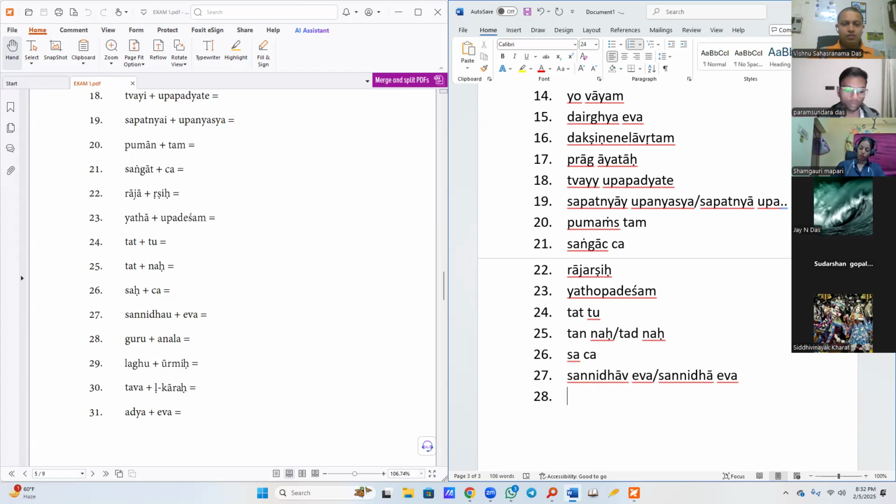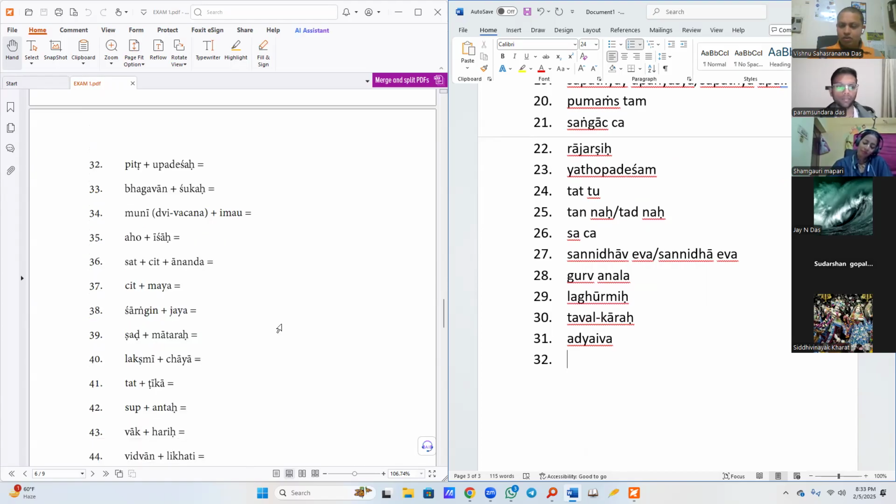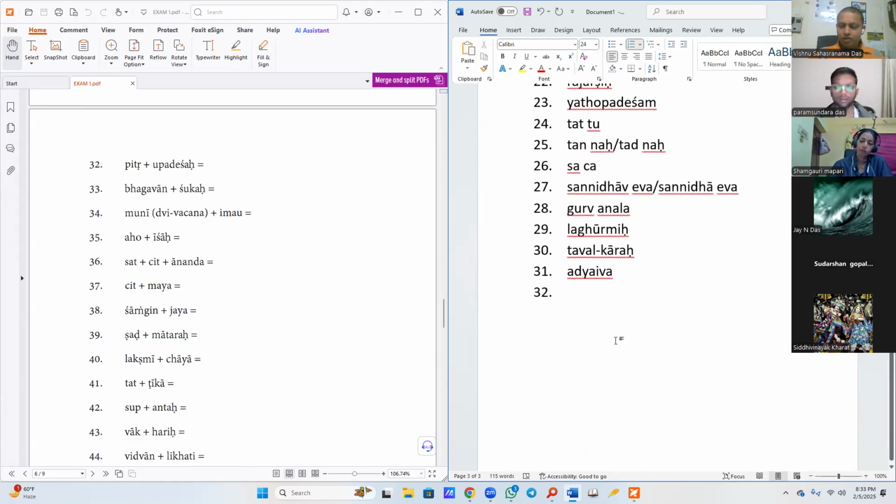Guru Anala, who becomes of, sorry, Va: Gurvanala. Gurvanala. 29th, Laghu Urmihi becomes Laghurmihi. Tavalrikarah, Tavalkarah. Adya eva, Adyaiva Vishatu Me Manas Rajhansa. 32nd, Pitri Upadesha. So Pitru Padesha. Re becomes Ra. Bhagwan Shukaha. Okay, Bhagwan Shukaha.